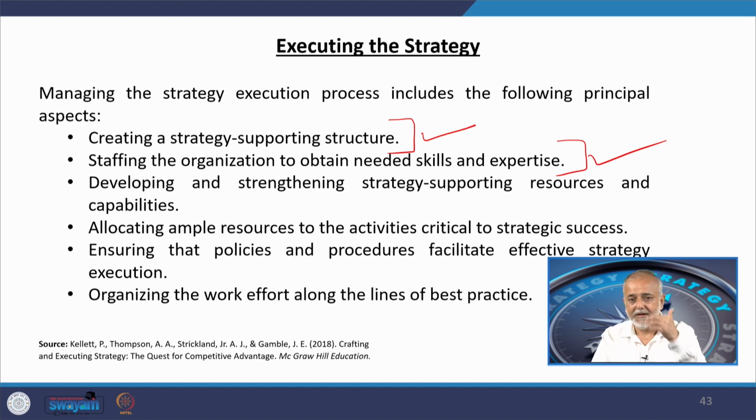It is harder than customer sales many a times. Developing and strengthening strategy supporting resources and capabilities. And I told you earlier, and this is an important thing which one must remember and realize, that identification of resources, finding those resources, bringing those resources on board and utilizing those resources are few of the several aspects in terms of utilization of resources and capabilities.